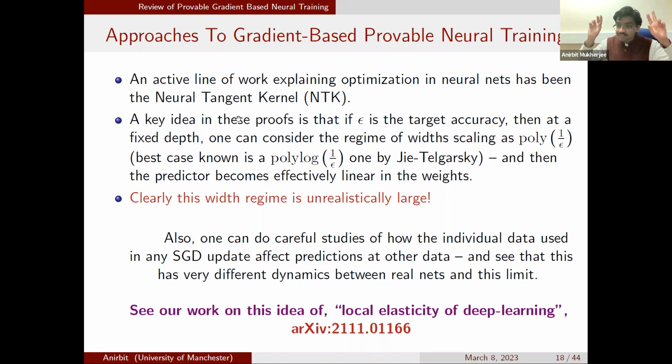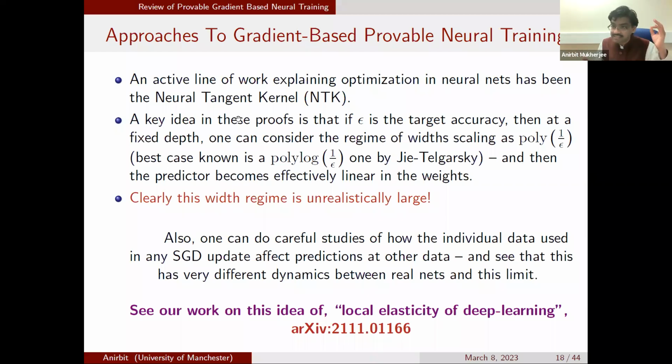So how is information communicated between two data points in your data space? This is a very subtle thing that one can track in experiments through different ways, which we have been trying to call elasticity functions. Then using that point of view, one can show that there is a fundamental difference in the dynamics of the NTK limit point and real world nets. They're just not the same things.